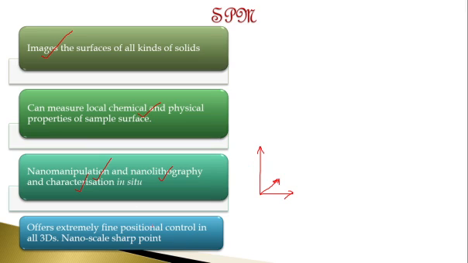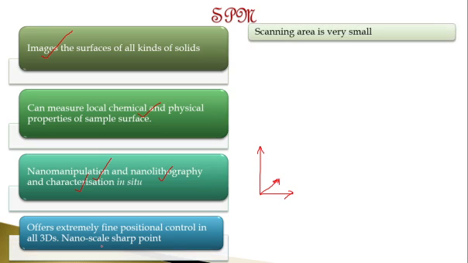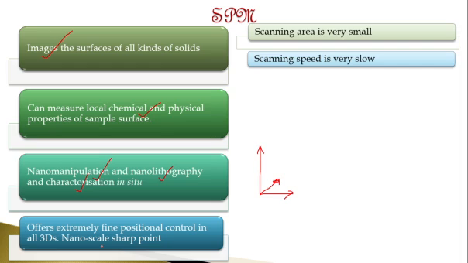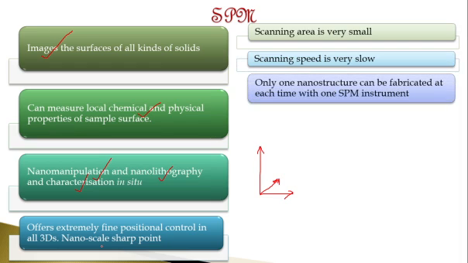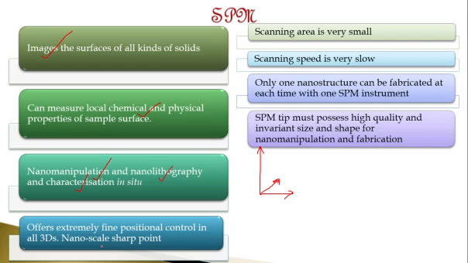Also, since the tip is very sharp, you can have very nanoscale features formed. But the disadvantages are that the scanning area is very small, so the speed will be very slow. Only one nanostructure can be fabricated at a time per SPM instrument, and the tip must possess high quality and invariant size and shape for nano manipulation.